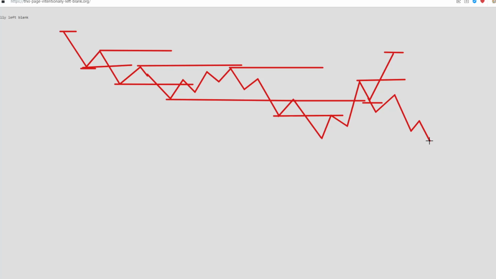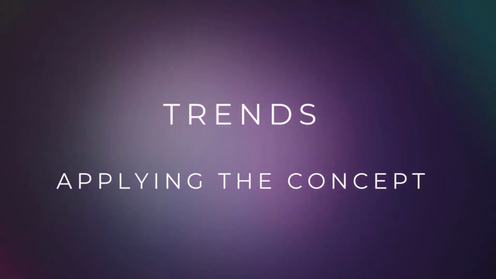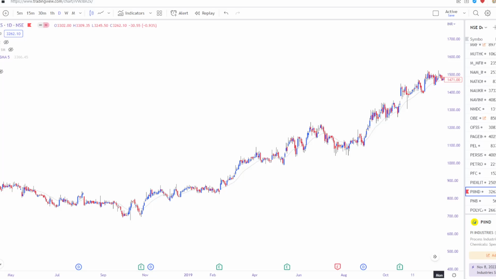Now we are going to see how this can be implemented on the charts. Okay guys, now I'm going to show you how to apply these trending concepts on the charts directly.